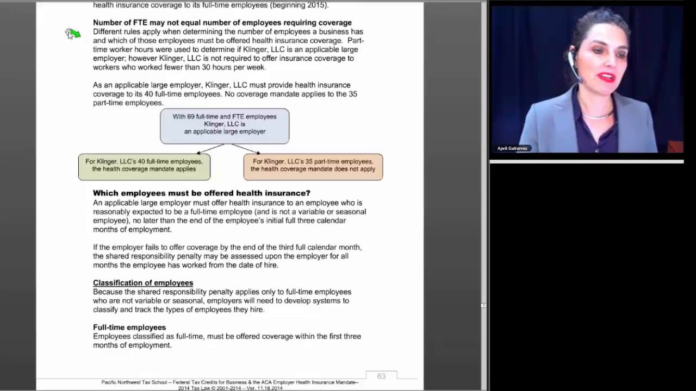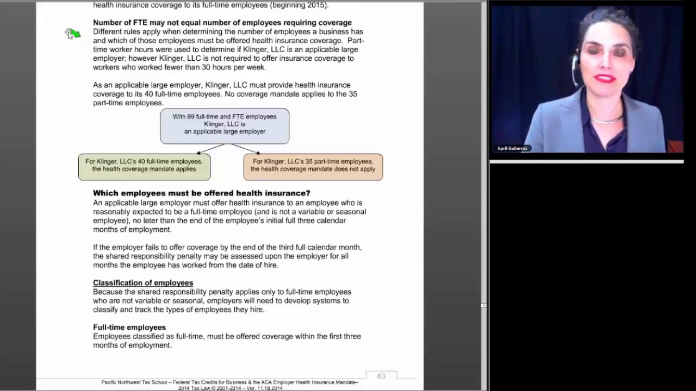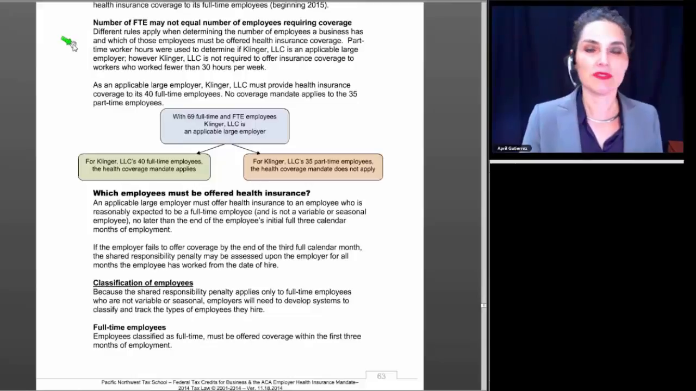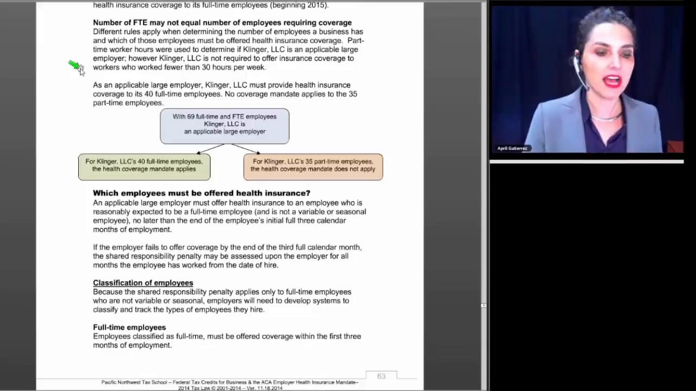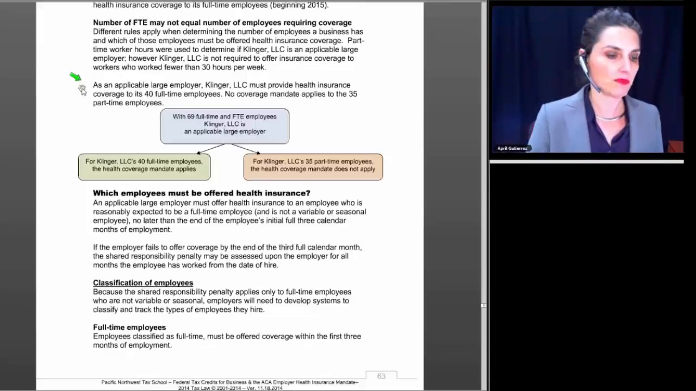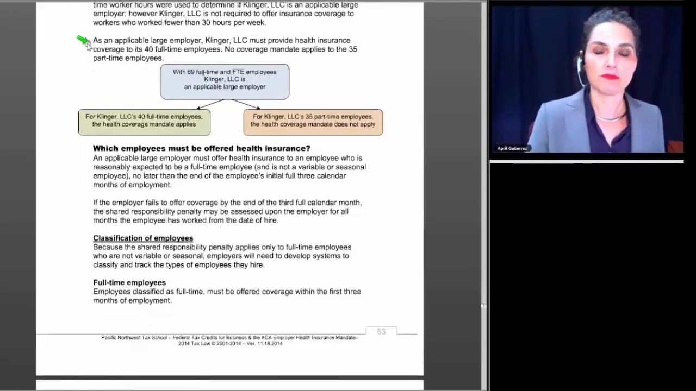So different rules apply when determining the number of employees that a business has and which of those employees must be offered health insurance coverage. Part-time worker hours were used to determine if Klinger LLC is an applicable large employer. However, Klinger LLC is not required to offer health insurance coverage to workers who worked fewer than 30 hours per week. So as an applicable large employer, Klinger LLC must provide health insurance coverage to its 40 full-time employees. No coverage mandate applies to the 35 part-time employees.